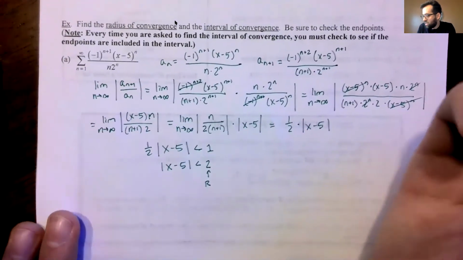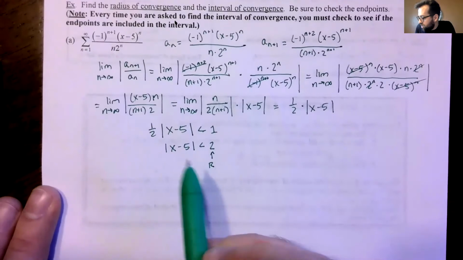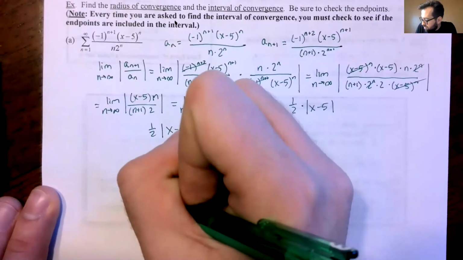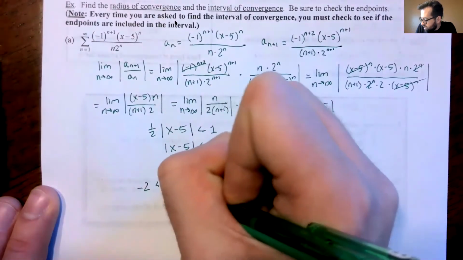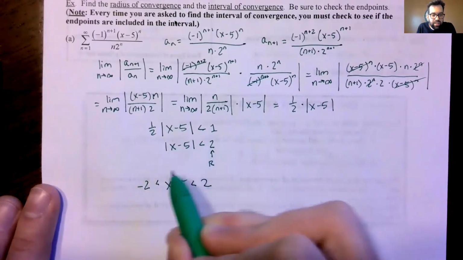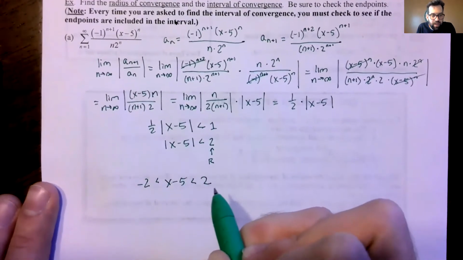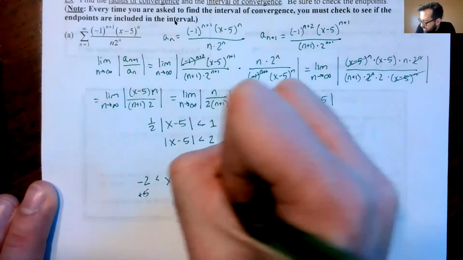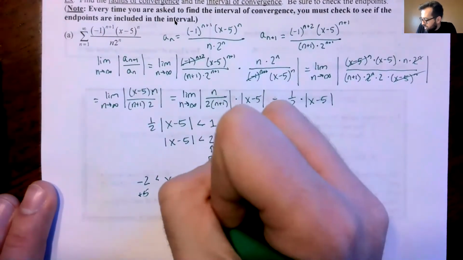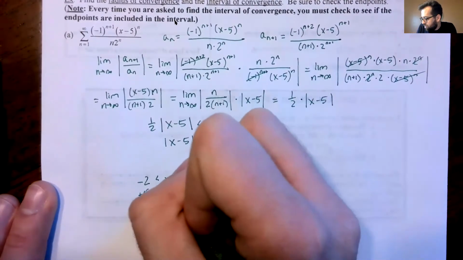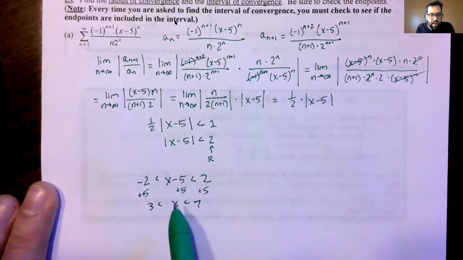Now, if we wanted to go a step further, we could. You need to remember that absolute value means that we really have -2 is less than x minus 5 is less than 2. That's kind of how you expand that to get rid of the absolute value. And then we would add 5 to all 3 sides of this inequality. So we would get x is less than 7. And on this side, what would we have? 3. So we know that x has to be between 3 and 7.